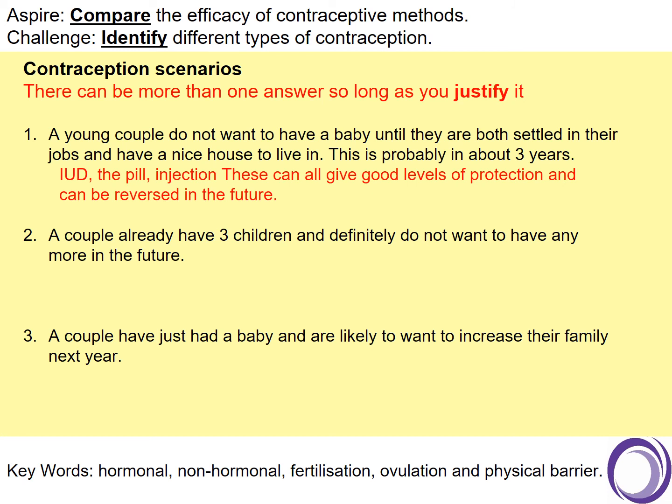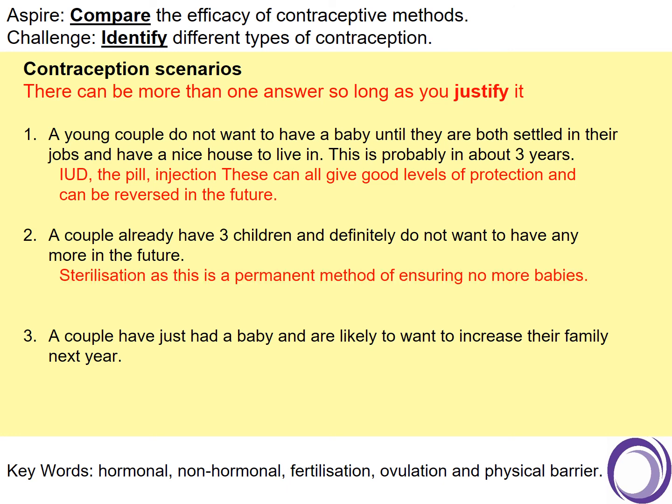So for the young couple who don't want a baby for at least 3 years, I've suggested either the IUD, the pill, or the injection, or an implant might have been a good suggestion there. And the reason I've recommended those is because they all give really good levels of protection. So in other words, they are very, very unlikely to have an accidental pregnancy, but they're also easily reversed in the future. The IUD and the implant could be removed. The pill could, the lady could just simply stop taking it, and the injection, if they plan it right, they should be able to change their mind in 3 years' time.